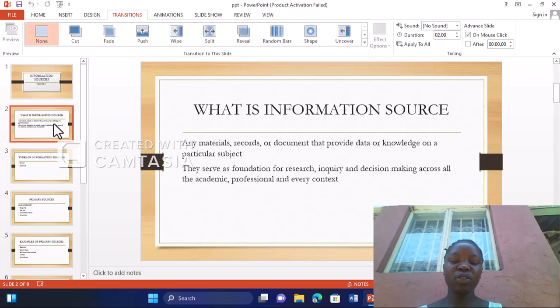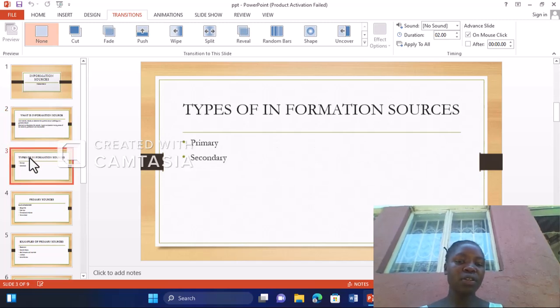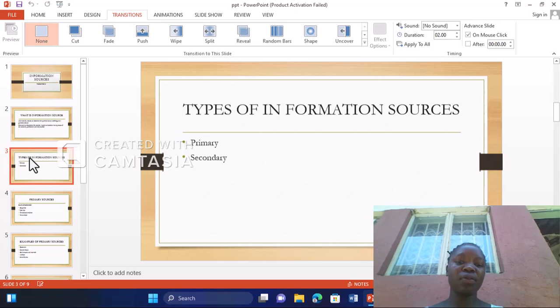Information sources are divided into two, or there are very many types, but here I have two of them, that is primary and secondary sources. A primary source is a direct or first-hand piece of evidence created at the time of the event or by someone who directly experienced the event or phenomenon, just like where an accident occurred. The individuals that were there at a particular time are going to be the primary sources of the information because they saw exactly what happened.